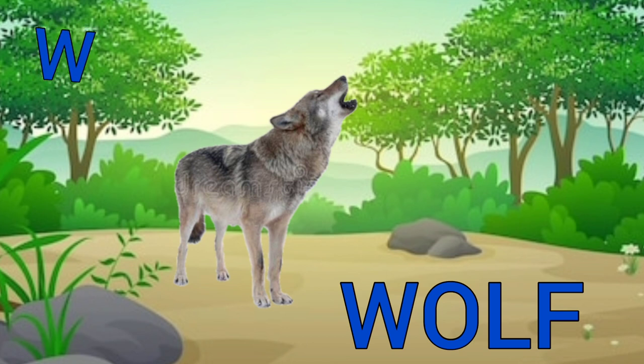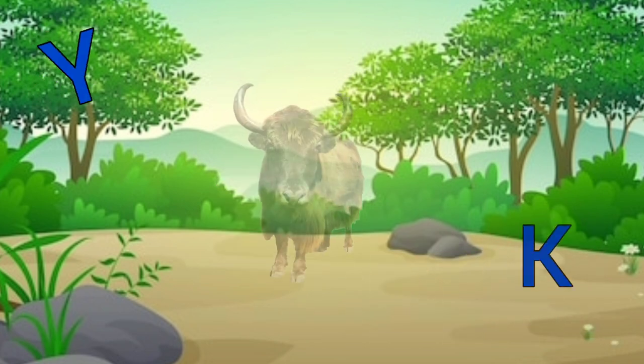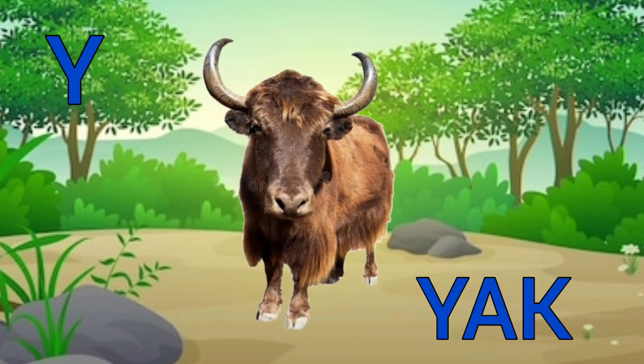W for wolf. W-O-L-F. Wolf. W for wolf. X for Ximenia. X-I-M-E-N-I-A. Ximenia. X for Ximenia. Y for yak. Y-A-K. Yak. Y for yak.